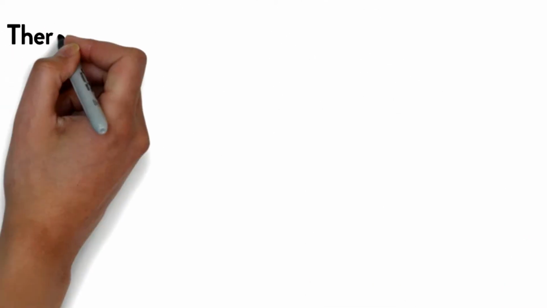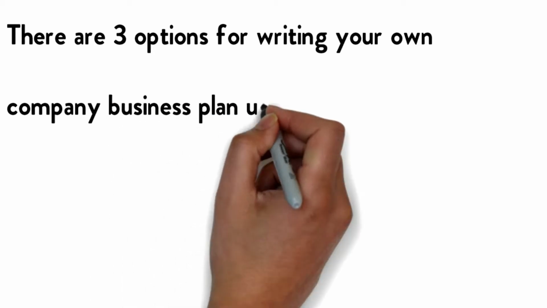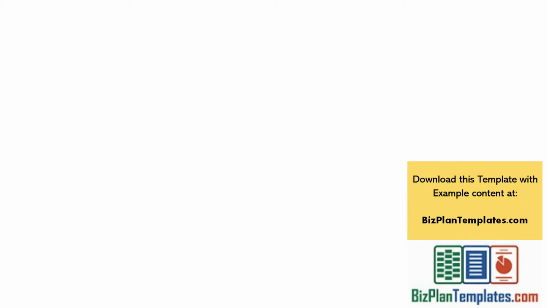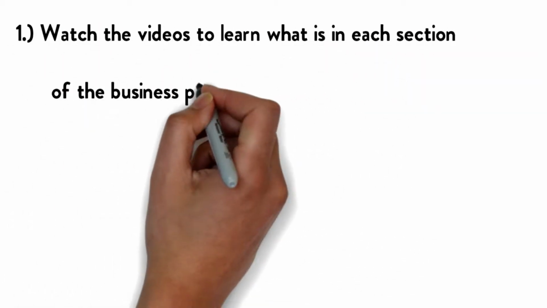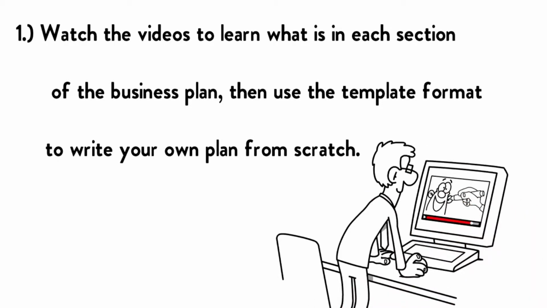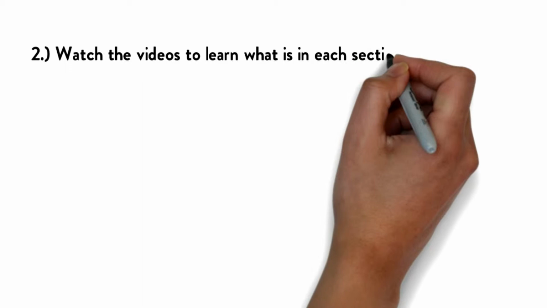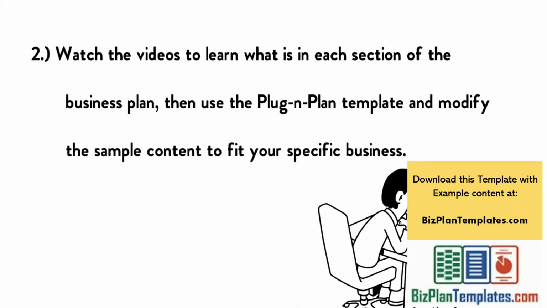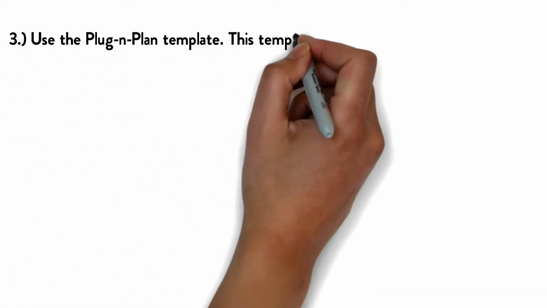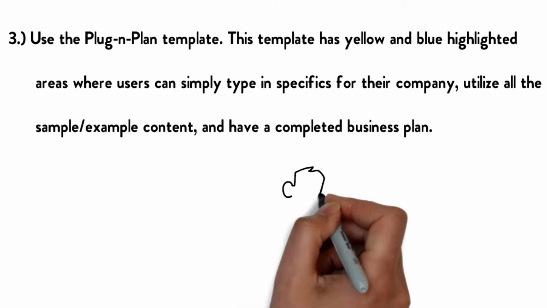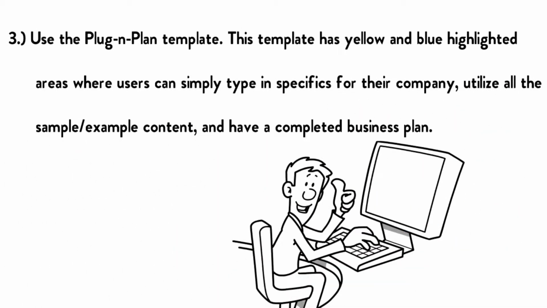There are 3 options for writing your own company business plan using the hybrid business planning documents. 1. Watch the videos to learn what is in each section of the business plan. Then, use the template format to write your own plan from scratch. 2. Watch the videos to learn what is in each section of the business plan. Then, use the plug-and-plan template and modify the sample content to fit your specific business. And 3. Use the plug-and-plan template. This template has yellow and blue highlighted areas where users can simply type in specifics for their company, utilize all the sample and example content, and have a completed business plan.